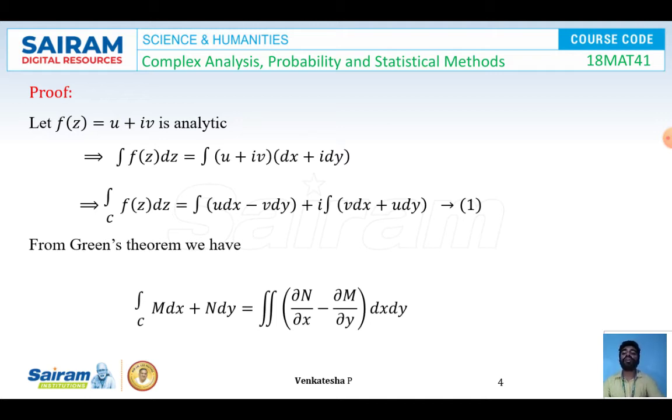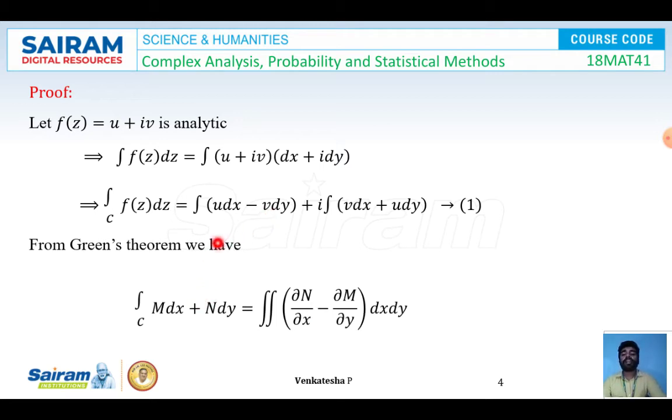So I got the equation: the integral over C of f(z) dz is equal to the integral over C of (u dx minus v dy), taking all the real part to one side, plus i times the integral over C of (v dx plus u dy). Call this equation number 1. Now, from the statement of Green's theorem in a plane, we have the integral over C of M dx plus N dy is equal to the double integral over R of (∂N/∂x minus ∂M/∂y) dx dy. Now I am going to compare both the equations.